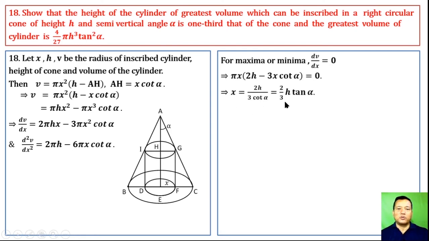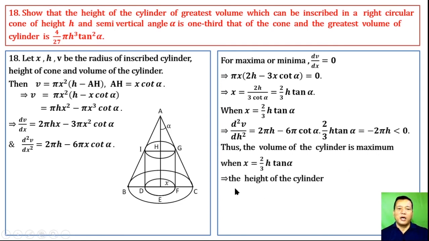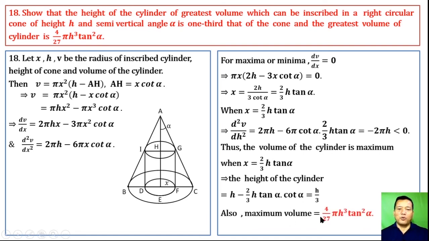Gives x equal to 2 by 3 times of h tan alpha. When x is this value, its second order derivative, we get less than 0, a negative number. Thus, the volume of the cylinder is maximum when x is this. That is, the height of the cylinder is equal to h minus 2 by 3 h tan alpha into cot alpha, that is h by 3. Also, maximum volume is equal to 4 by 27 pi h cubed tan square alpha. Hence, proved.